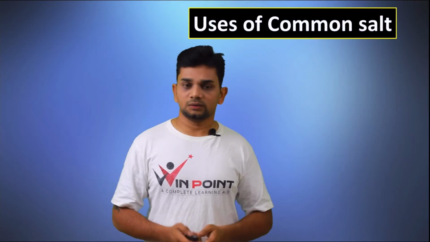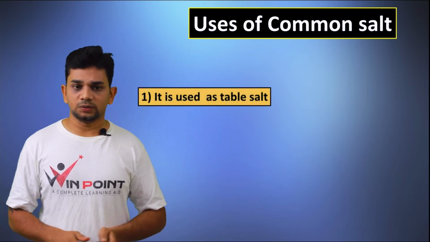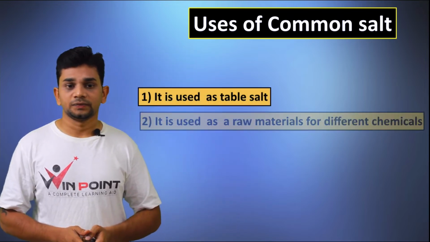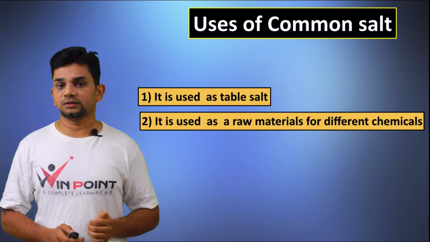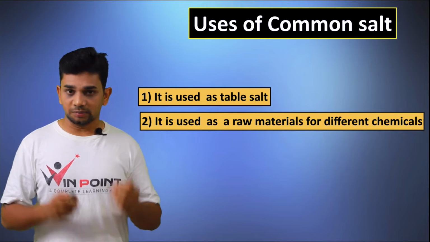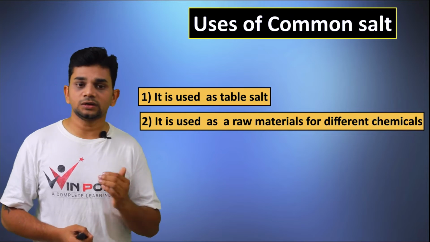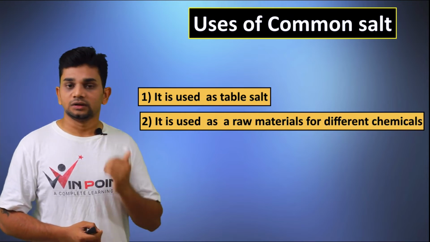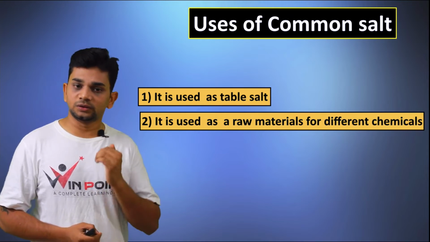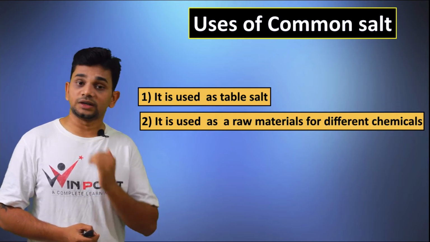Uses of common salt. What are the uses of common salt? First one, it is used as table salt. Second one, it is used as raw materials for different chemicals. We are making different chemicals using this sodium chloride. Here there are two uses for common salt. First one is it is used as table salt. Second one is it is used as raw materials for the different chemicals.